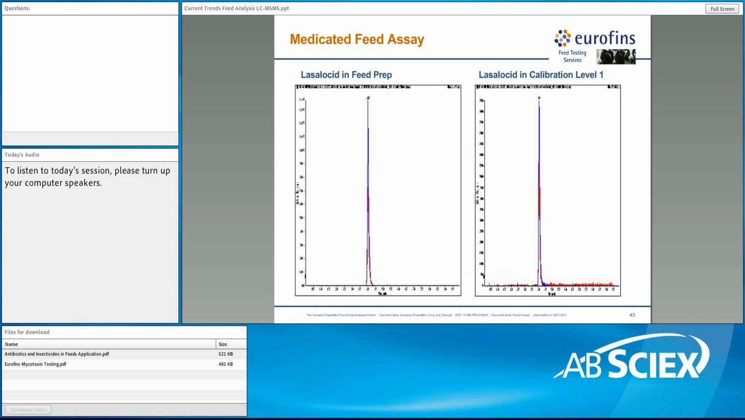Again, the chromatography was very good with very little interferences or noise. Lasalocid is shown in the feed prep on the left-hand chromatogram with both the Q1 and Q2 transitions showing, and the lowest calibration standard in this particular calibration, level 1, is shown on the right with slight noise showing in the chromatogram, but obviously a very clean and well-defined chromatogram with good symmetry.